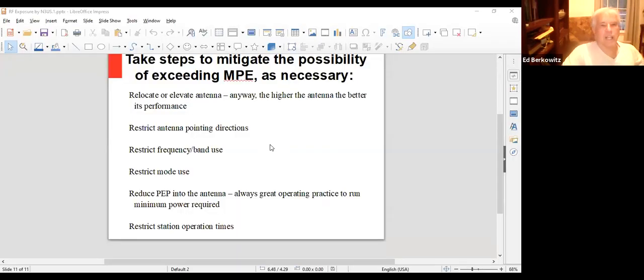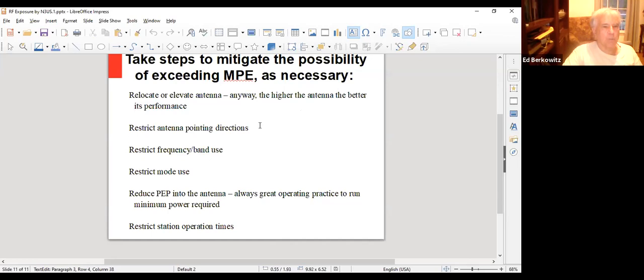So these are the steps to mitigate the possibility of exceeding the maximum exposure limits. Relocate or elevate your antenna. Well, guess what? Jim Owen and I and others are always advocating get your antenna up as high as possible, because the higher you get it up in general, the better your performance. And it also improves RF safety. It reduces the likelihood that you'll expose anyone to RF limits that exceed the FCC requirement.